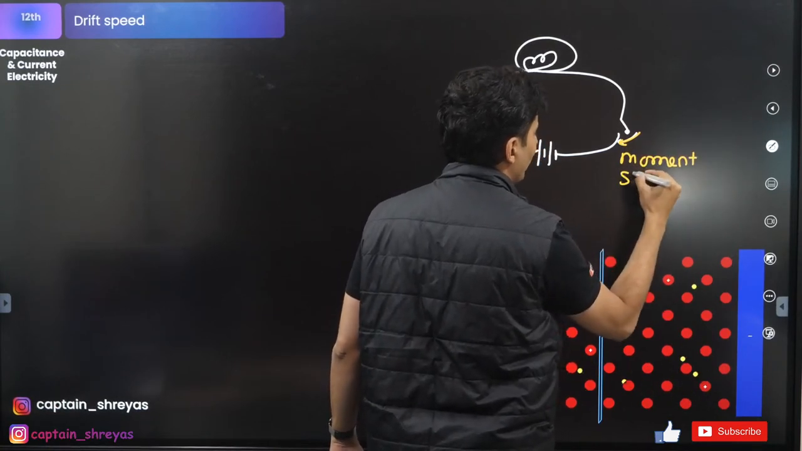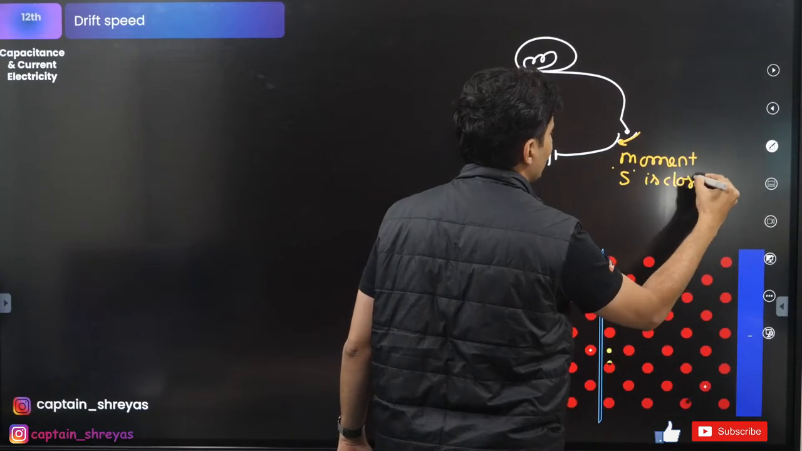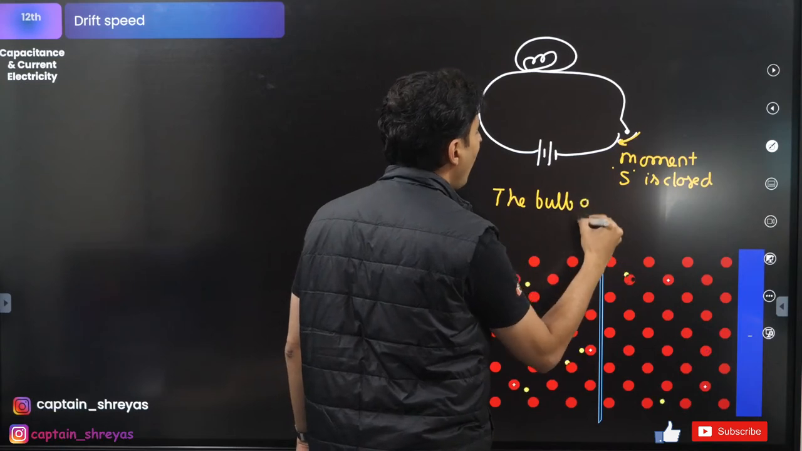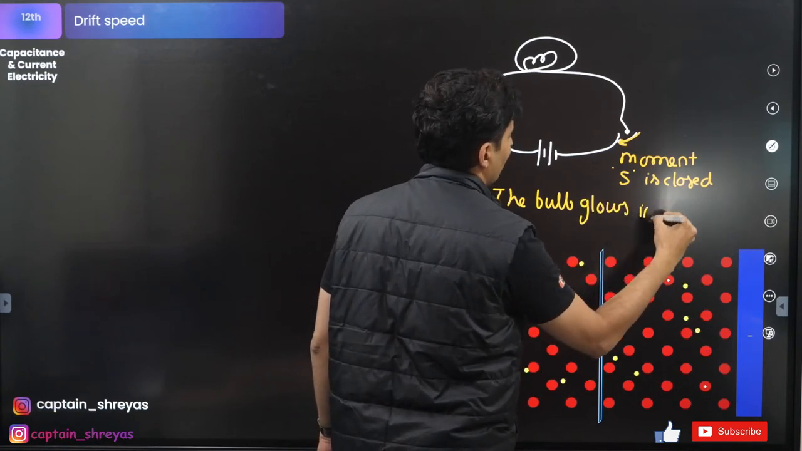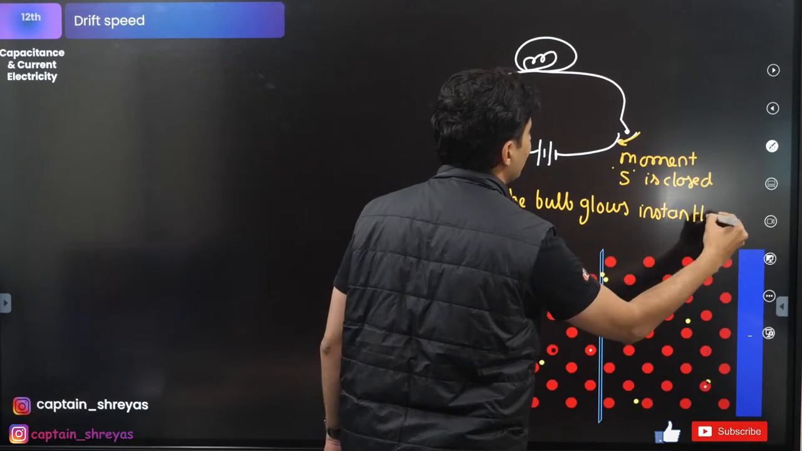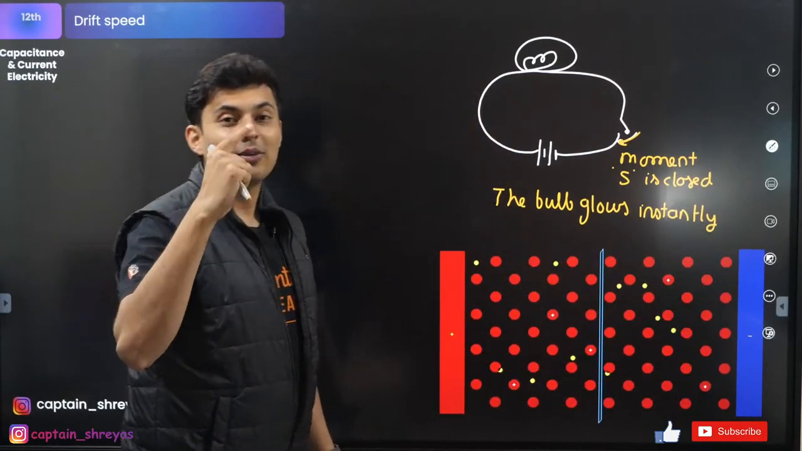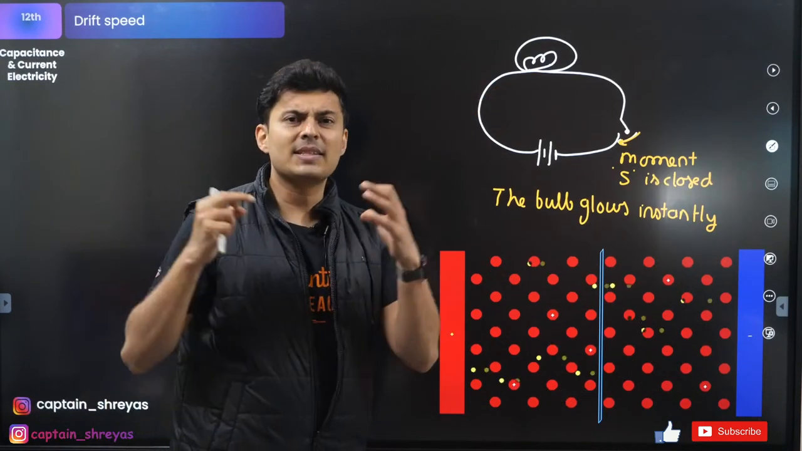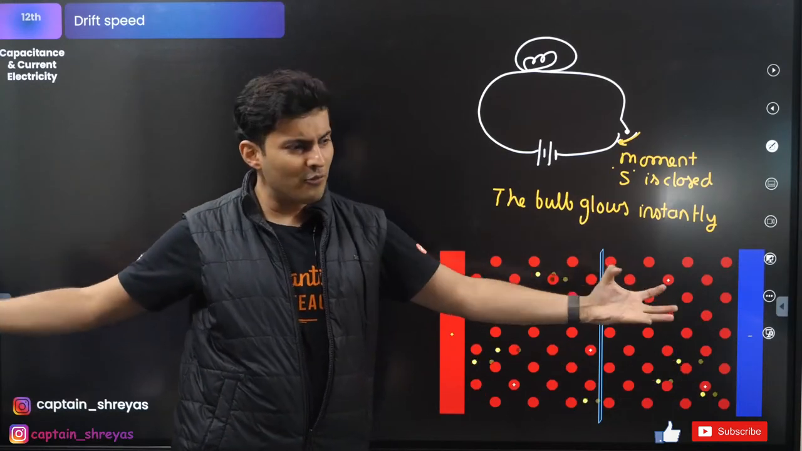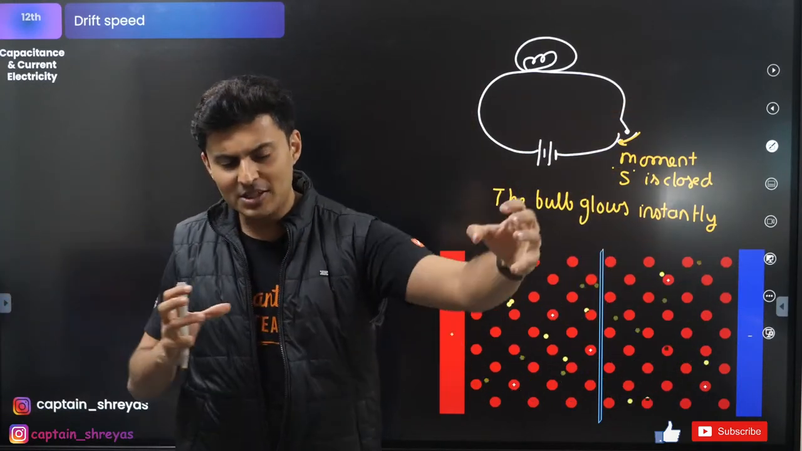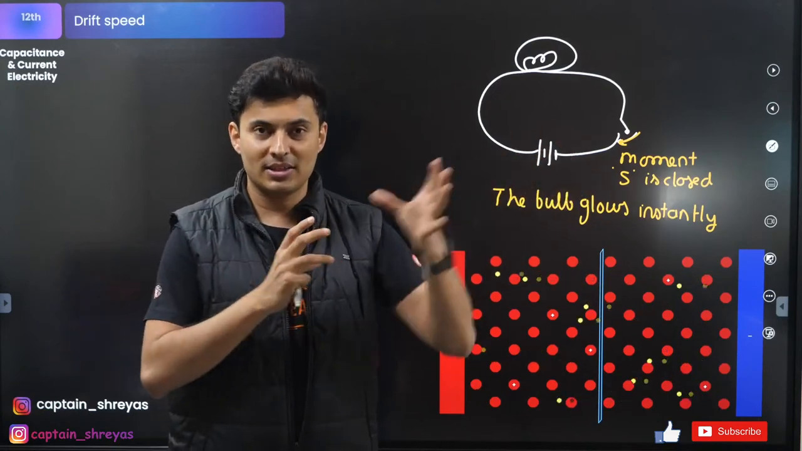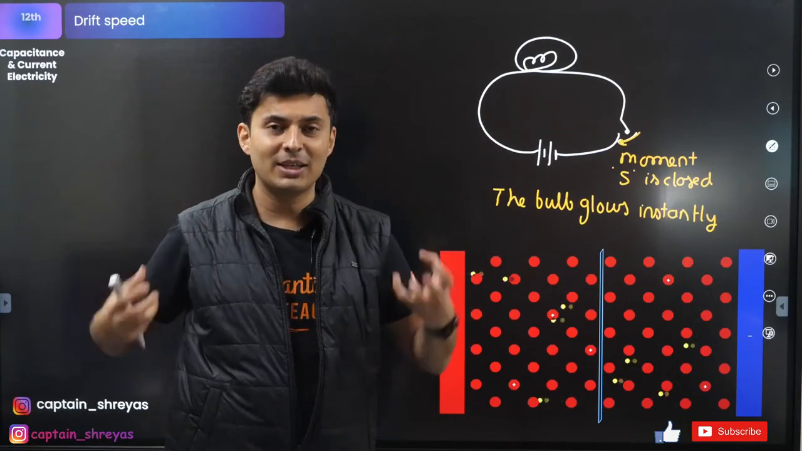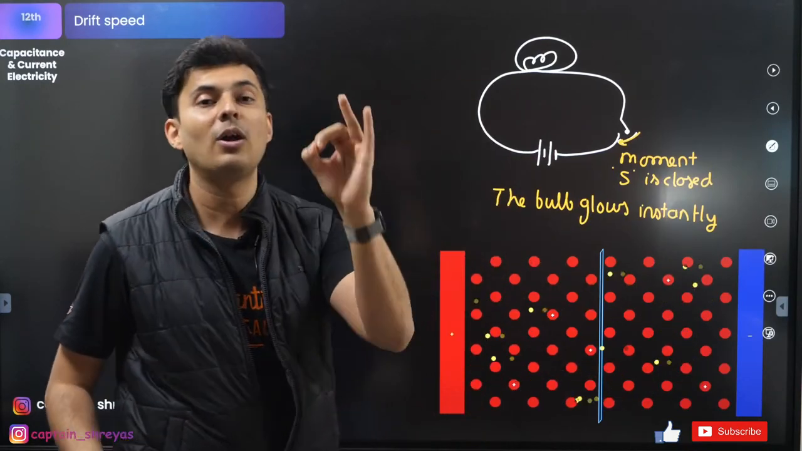The moment the switch is closed, the bulb glows instantly. The bulb glows instantly because electricity travels at the speed of light. The electric field is set up inside it instantly. Everything inside will start moving. All the electrons inside the conductor start moving, so there is a field set up. There is a current set up instantly, at the speed of light.